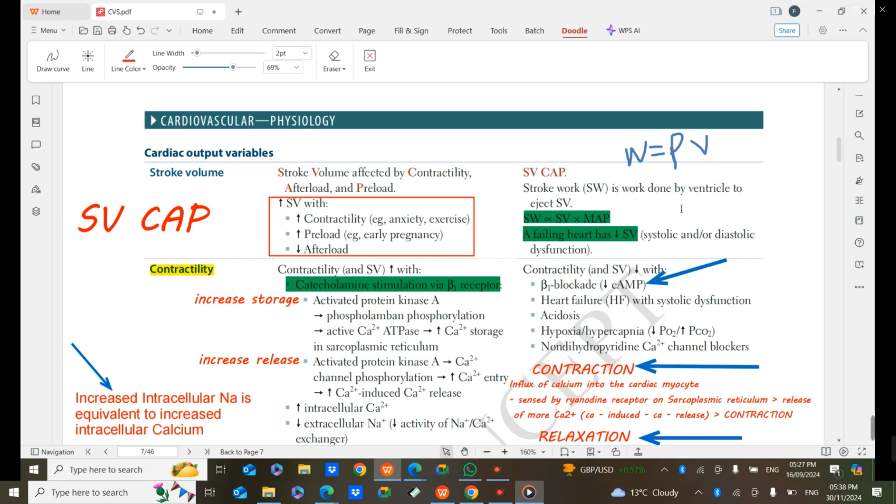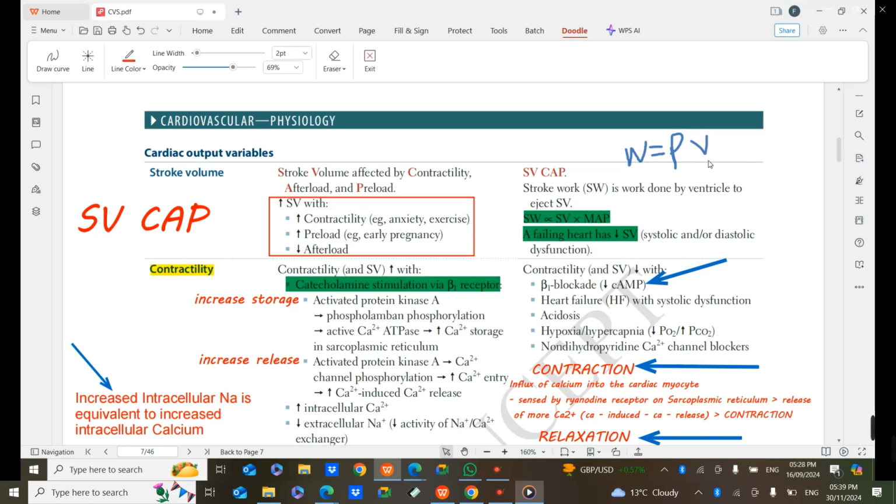So you call it work done. Stroke work is actually the work done by the ventricle to eject the stroke volume, the way the heart is working to push out the blood. The formula for work, from secondary school, is equal to pressure multiplied by volume. Work is equal to pressure multiplied by volume.